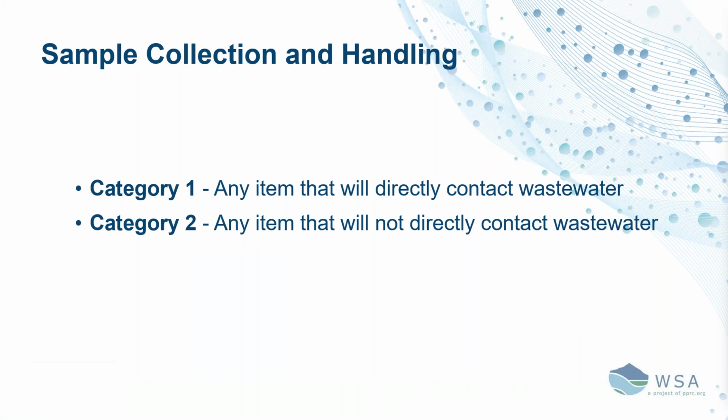Your sampling equipment is split into 2 different categories. Category 1 is any item that will directly come into contact with your wastewater, including your various wastewater samples, your tubing, sample bottles, etc. These items should be known to be PFAS free prior to use.